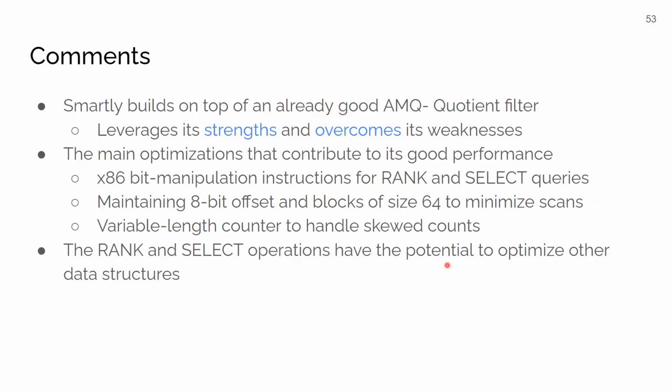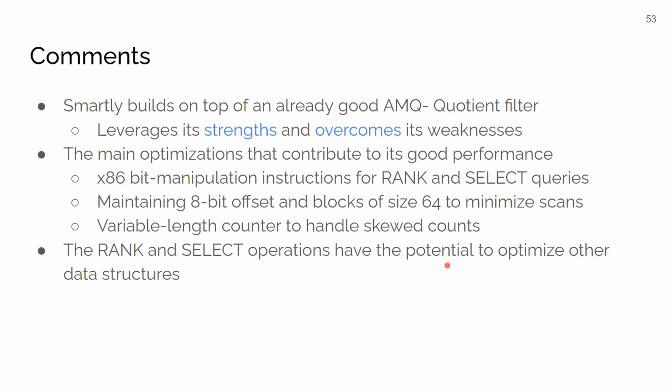Now, here are some of my thoughts and comments on this paper. First of all, I think it smartly builds on top of an already good AMQ, that is the quotient filter. It leverages its strengths and overcomes its weaknesses. In my opinion, the main optimizations that contribute to its good performance are, the first one, x86 bit manipulation instructions for rank and select queries. The second one being maintaining an 8-bit offset and blocks of size 64 to minimize the scans. Finally, it uses variable length counters to handle skewed counts.